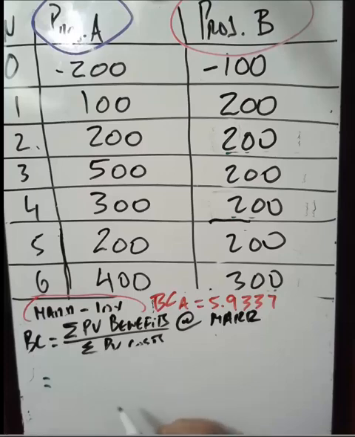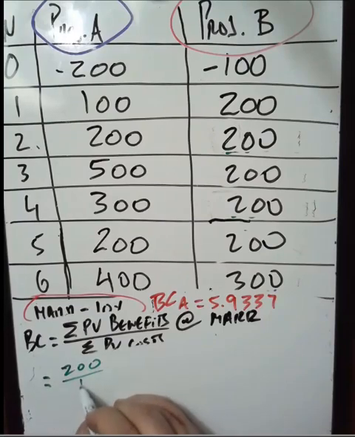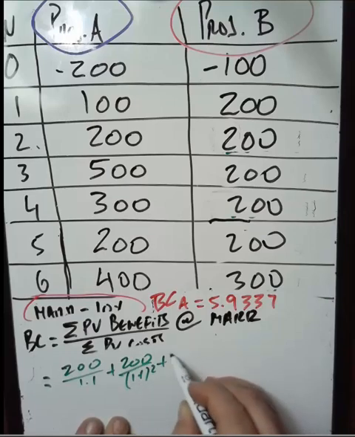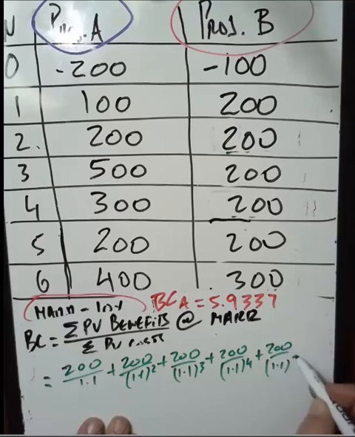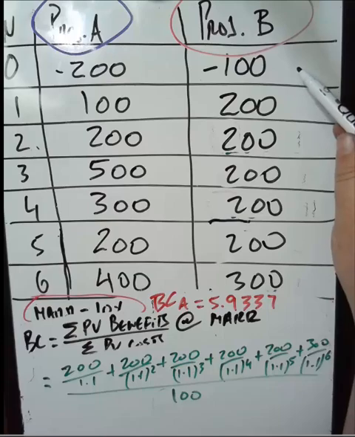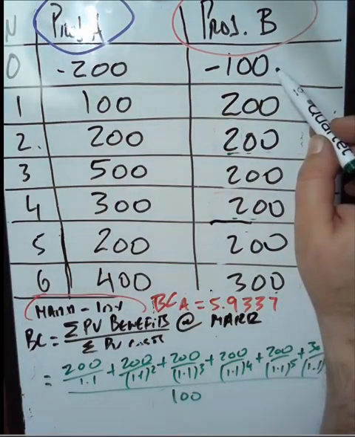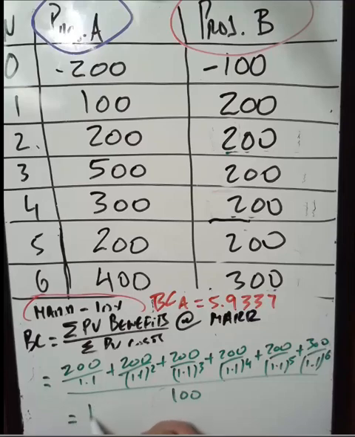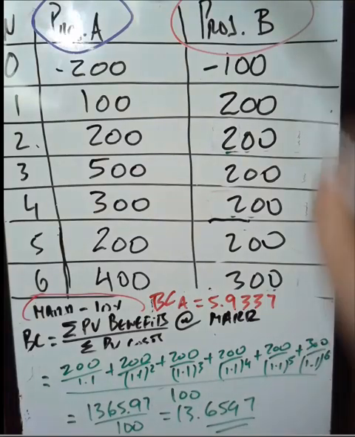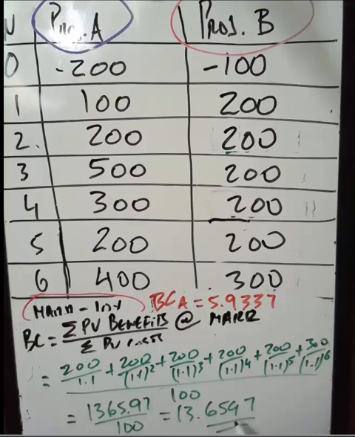We'll have to do this for project B. So for project B it will be 200 discounted 1 year, 200 2 years, 200 5 years, plus 300 6 years, divided by the present value of the cost, which is 100, because the cost is only happening at time 0. So this would give you 1365.97 divided by 113.6597. Again, indicating that project B is better. It has a higher BC ratio than A.